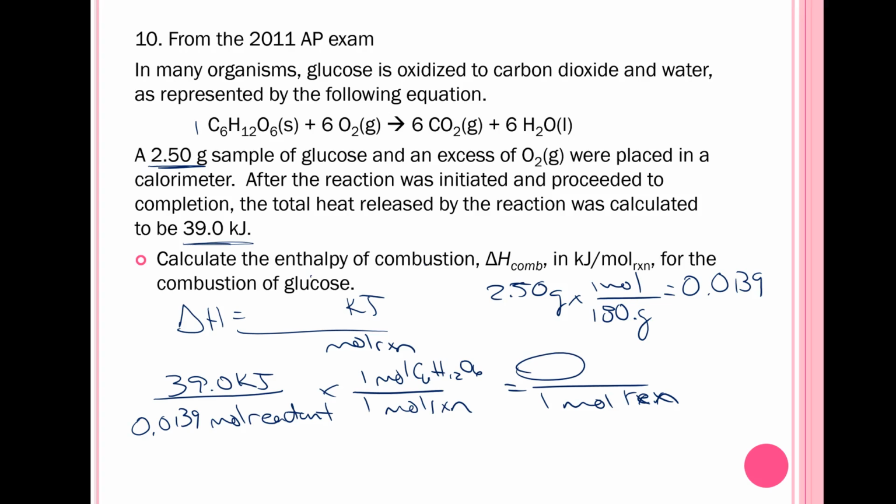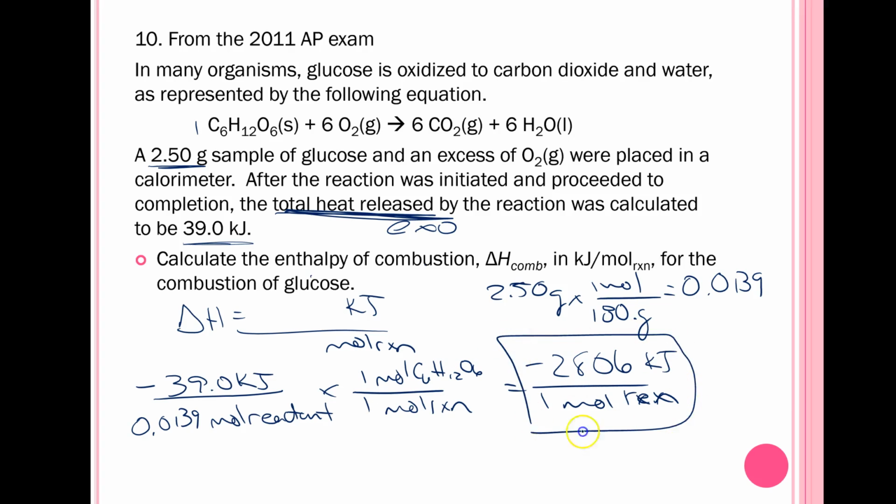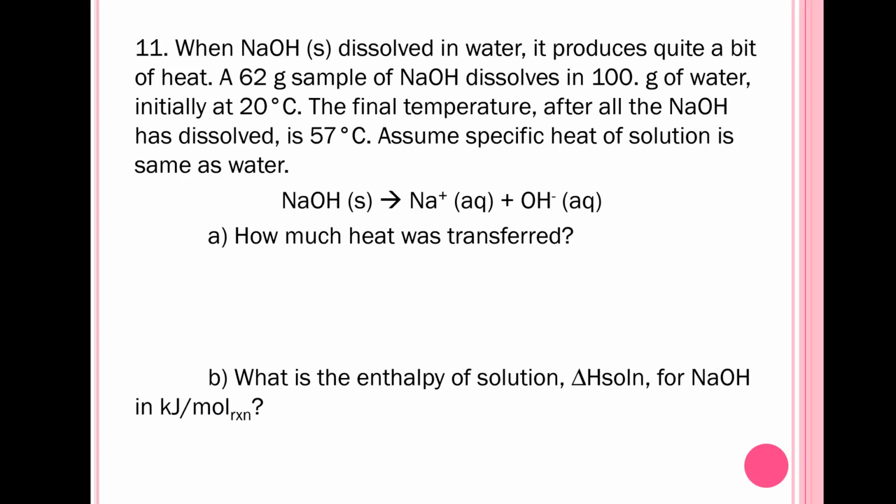Okay? First thing I want to point out, though, it says heat released by the reaction. That tells you that it's exothermic. If it's exothermic, you need to put in the negative. It's not going to do it for you. And then when I divide that out, do my mole ratio, it says negative 2806 kilojoules per mole of reaction. And that's the answer. Okay? So let's try the next one.